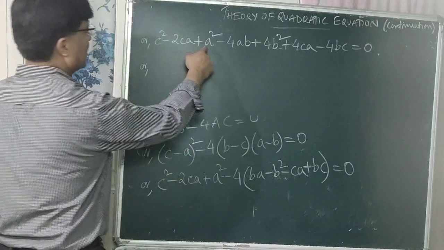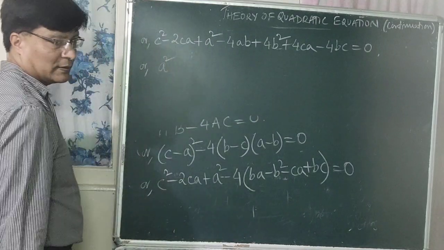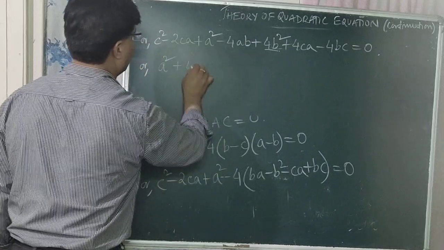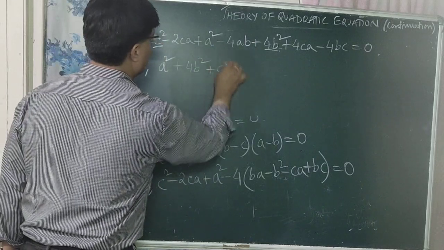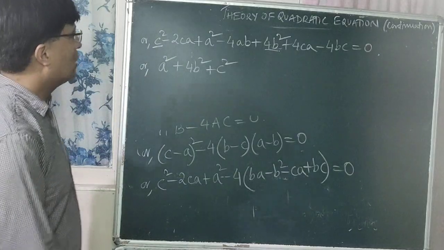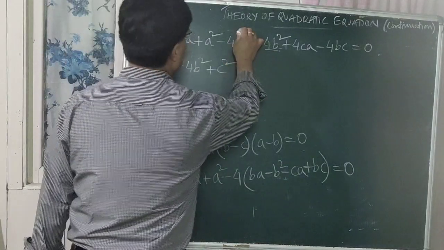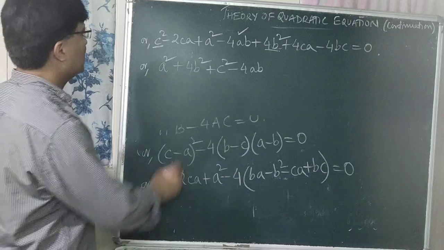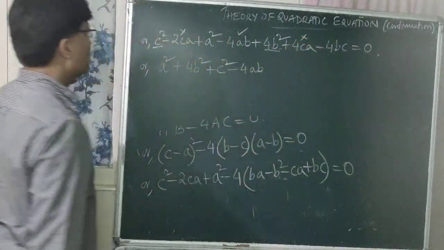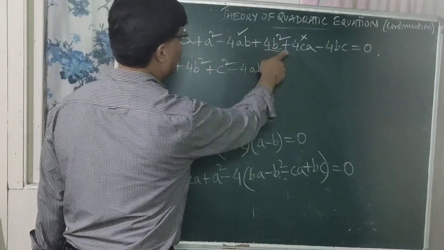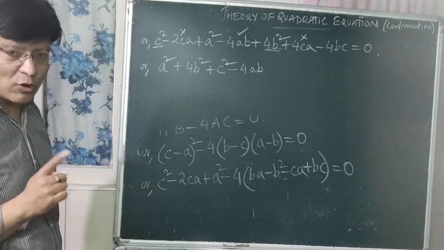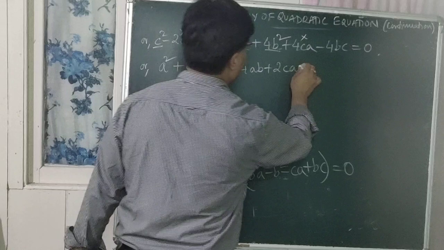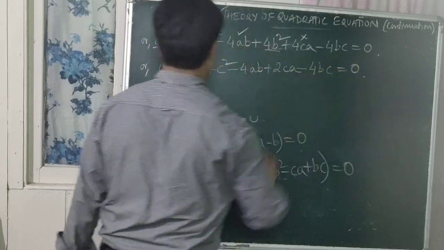Let us write down the square terms first: a square, then plus 4b square, then plus c square. Now simplify the other terms. This is the only such term here, minus 4ab. And these two are similar terms: plus 4ca minus 2ca. How much is it? Different signs, so you subtract, but write the sign of the greater number. That is plus 2ca, then comes minus 4bc, which is equal to 0.